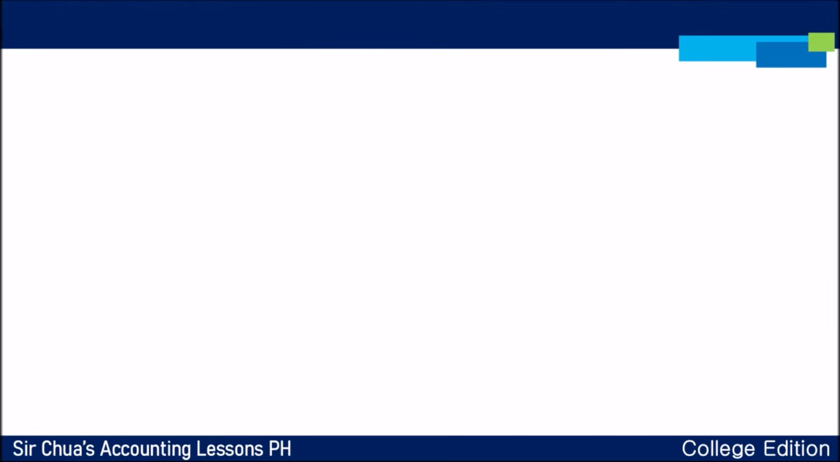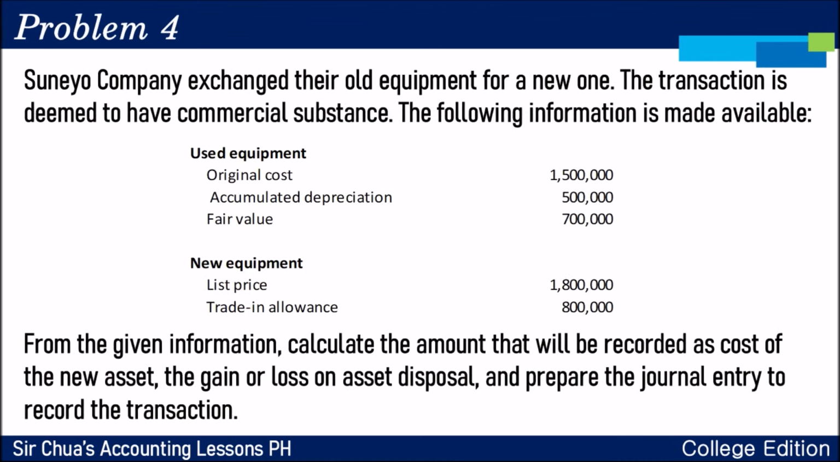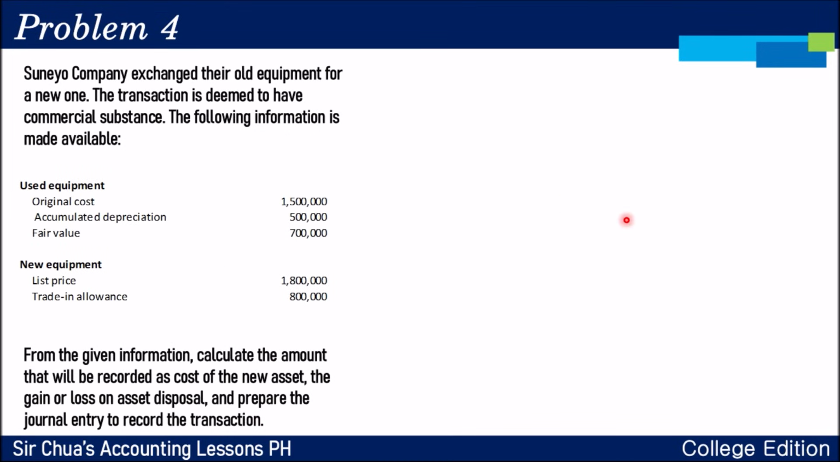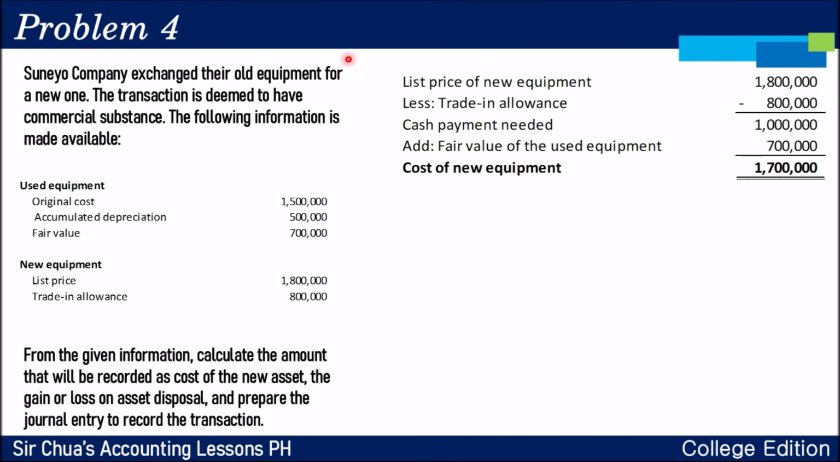Okay. Now, for problem 4 naman po, it's actually medyo same, no? But the fair value of the used equipment is now 700,000. Okay? So, yun lang po yung nagbago dito sa problem 4. Now, check naman natin ngayon kung may gain or loss. Same drill that you know. The list price ang ating starting point, which is the list price of the new equipment, which is 1,800,000. Pero meron po tayong trade-in allowance na 800,000, kaya ang cash payment na lang pong kailangan is 1 million. And then you add the fair value of the used equipment, which is 700,000. The cost of the new equipment is 1,700,000.